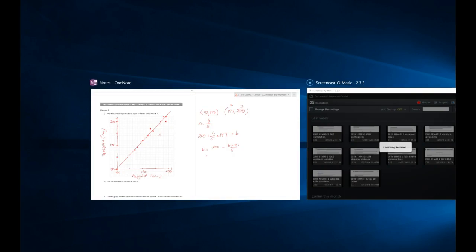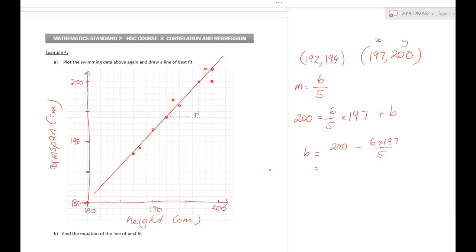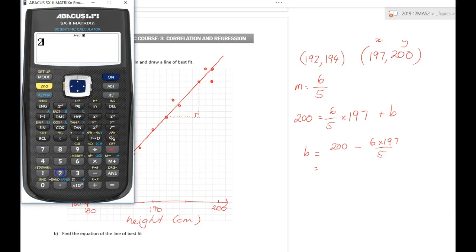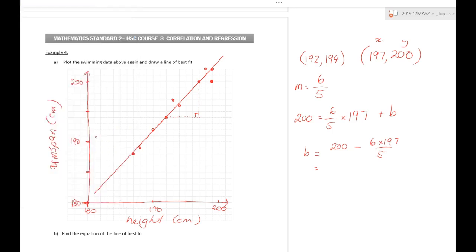I found the calculator. Now let's type this in: 200 minus 6 by 197 over 5. Right, 6 up the top, that's right. Equals, let's change that to a decimal: negative 36.4.